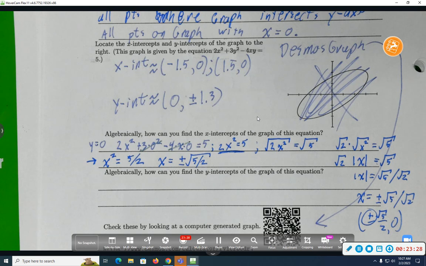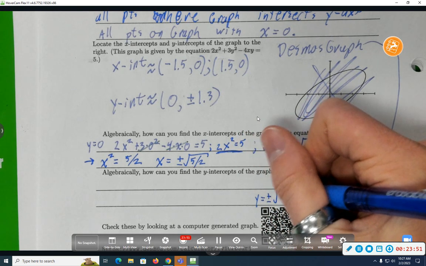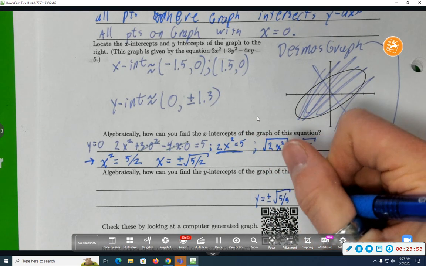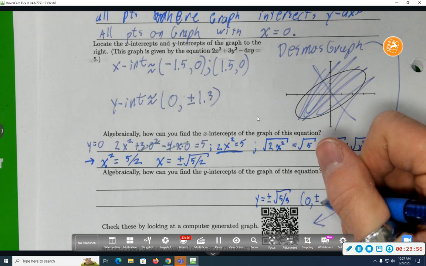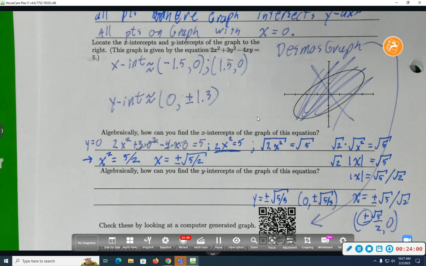So in the time that I was rambling on that, how many people just already found the y-intercepts? Let's start with this. What are the y-intercepts? Well, there are 2 of you that did it. Plus or minus square root of 5 over 3. I hear y equals plus or minus square root 5 over 3. Well, I guess you'd write that as 0, comma, plus or minus root 5 over 3, if you want to specify the point. Does that agree with what you got?